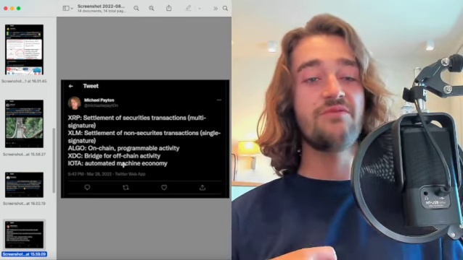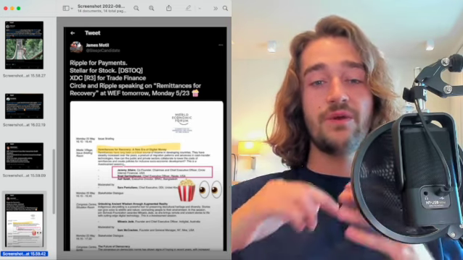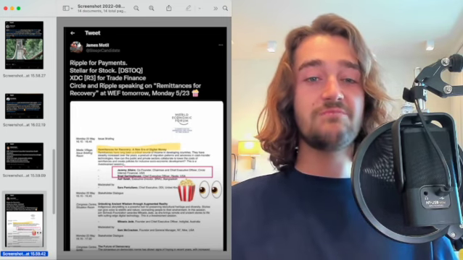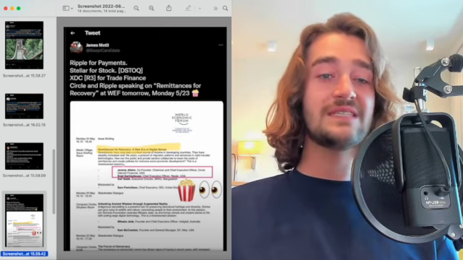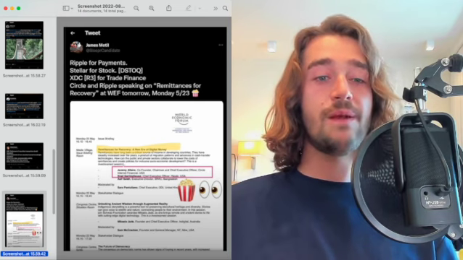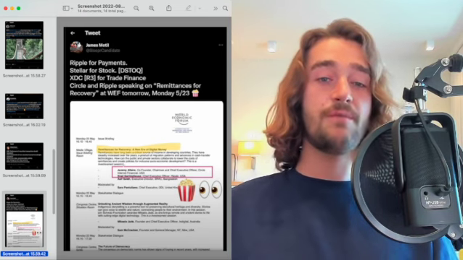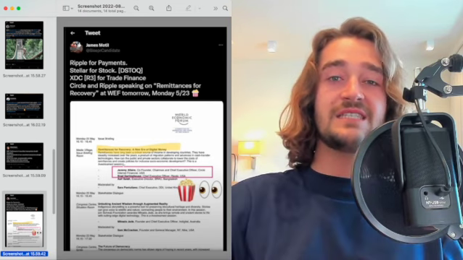Another thing that was also very important worth noting is that Ripple for payment, Stellar for stocks, XDC for trade finance, Circle and Ripple speaking on remittance for recovery at the WEF tomorrow on Monday the 23rd of the 5th. So this is huge, guys, because it's talking about how Circle and Ripple, which are indirectly correlated to XLM because of the partnership with Circle, like I've talked about, are talking about remittance for recovery at the World Economic Forum, which shows how huge this is, guys, and how little attention it has gotten.